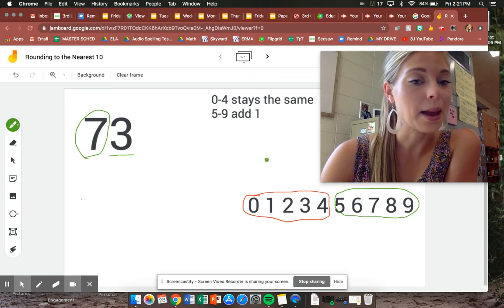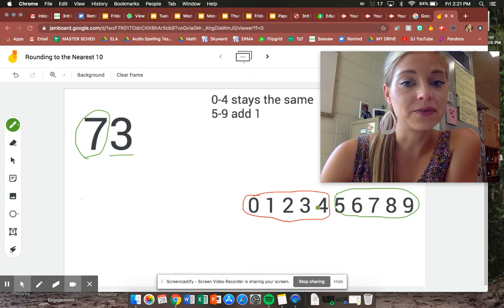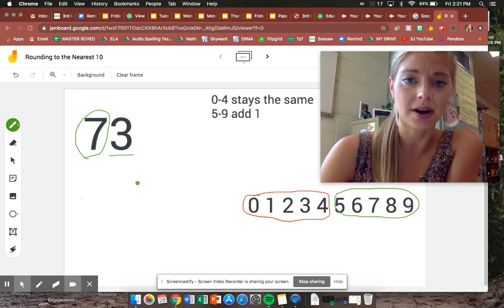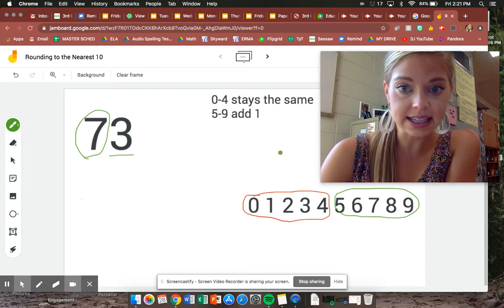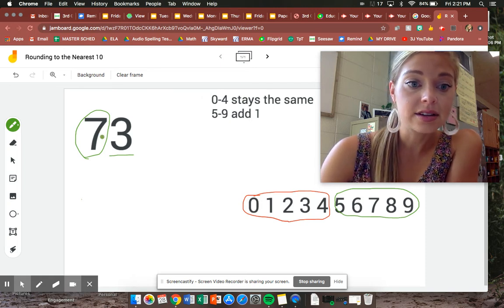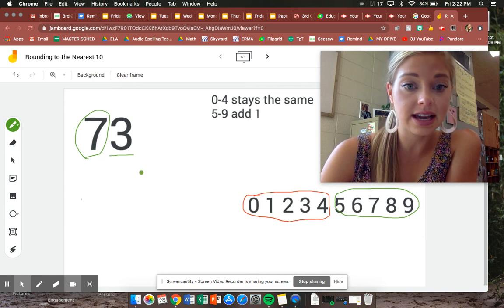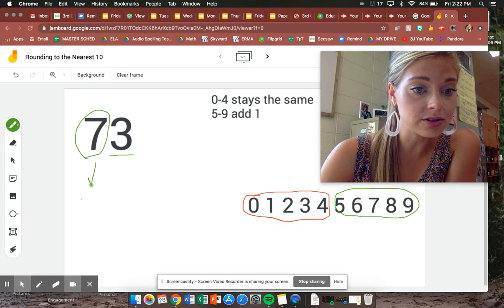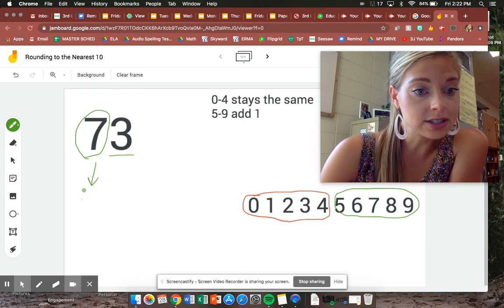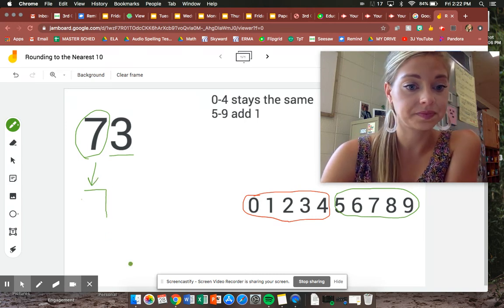Okay, if you said that it is in between 0 and 4, you are correct. So what happens when this number is in between 0 and 4? What does it say up here? Yes, it stays the same. Okay, so the circle stays the same. That means I'm going to do a little arrow, and it's just going to stay the same. It's going to stay 7.